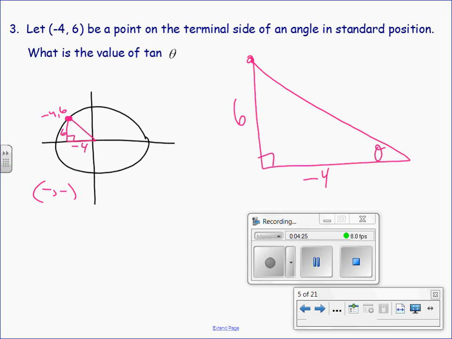Oh, this is actually easy. I don't think we're going to have to solve anything, are we? Isn't tangent opposite over adjacent? Yes. So we should probably be able to answer it right now, huh?